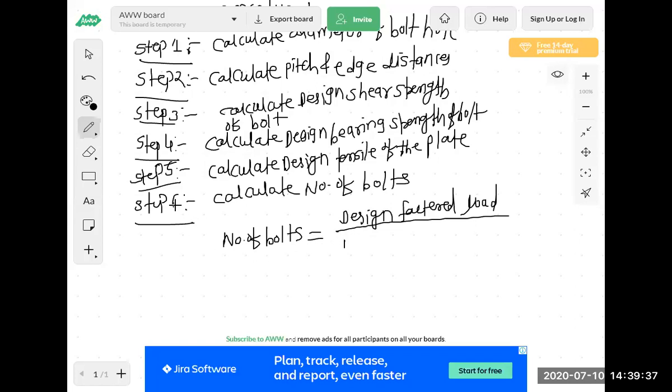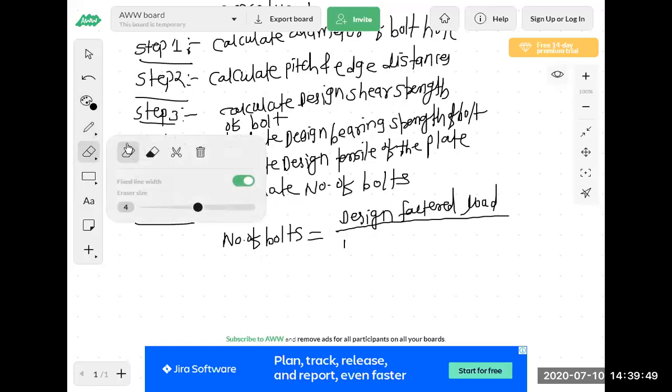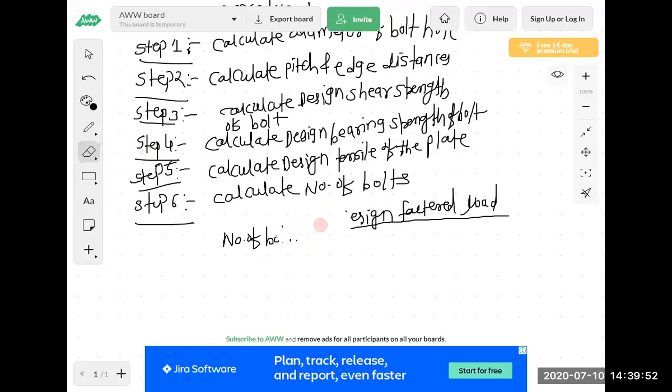See here, we can add our earlier step also as a step number 6. Please go back 1 minute. I will erase this.